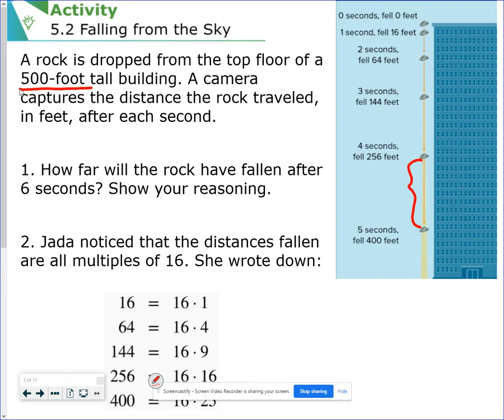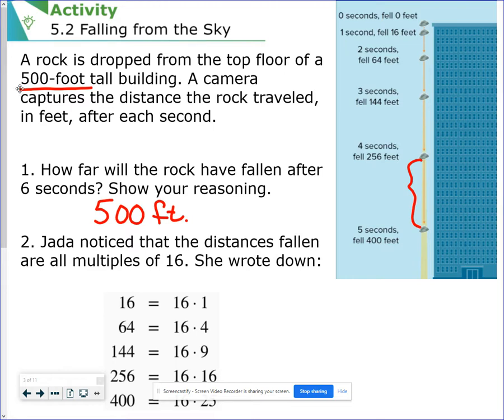So this is saying, how far will it have fallen? 500 feet, because that's how tall that building is. That's as far as it can fall. Once it hits the ground, it's done. So it's kind of a trick question. That's not really how far it would travel. If we had a taller building, it could fall farther than that. But because it only is a 500-foot building, that's as far as it can go.